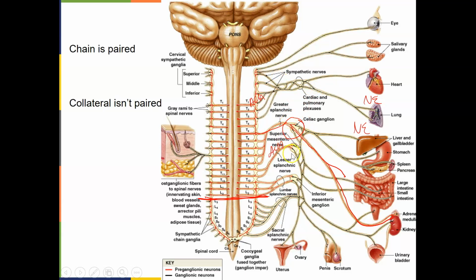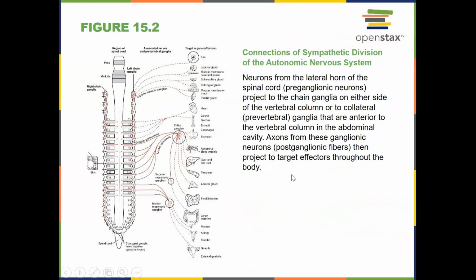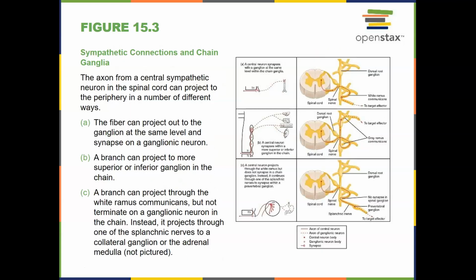There's only one superior mesenteric nerve over here that extends out. So each one of these ganglia, the inferior mesenteric ganglia, all of these are single ganglia. All right. This is a picture from your book. It's a little less detail, but it might be a little bit more clear for you to see what's going on. All right, so the sympathetic connections in the chain ganglia.